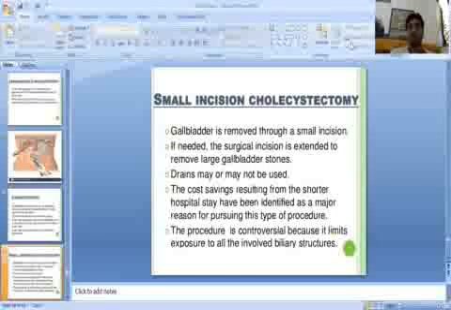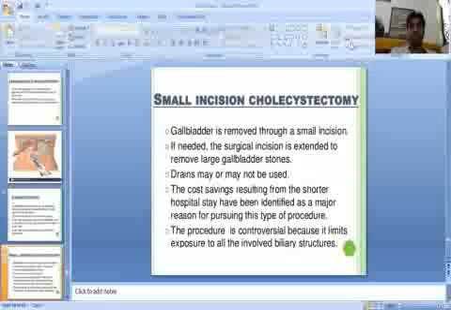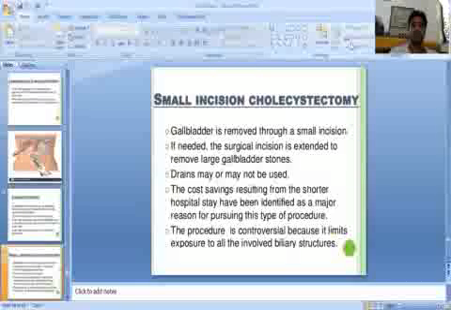Small incision cholecystectomy. The gallbladder is removed through a small incision. If needed, the surgical incision is extended to remove large gallbladder stones. A drain may or may not be used. The cost savings resulting from the shorter hospital stay have been identified as a major reason for pursuing this type of procedure. The procedure is controversial because it limits exposure to all the involved biliary structures.